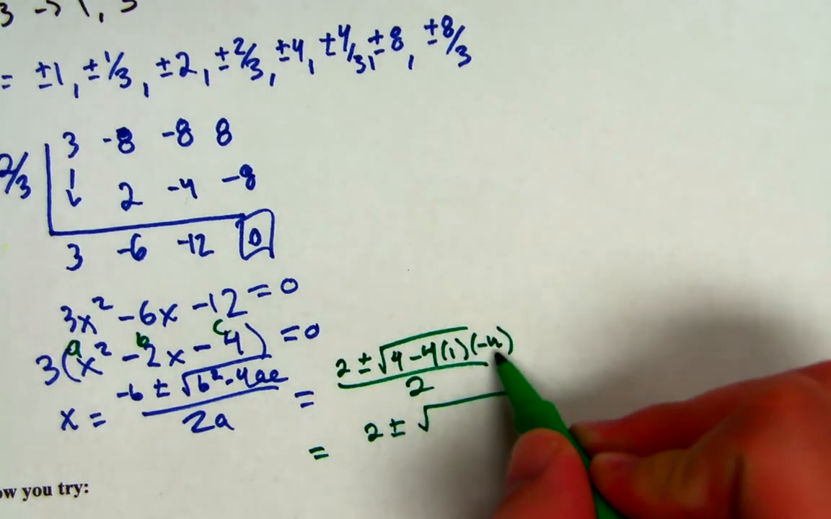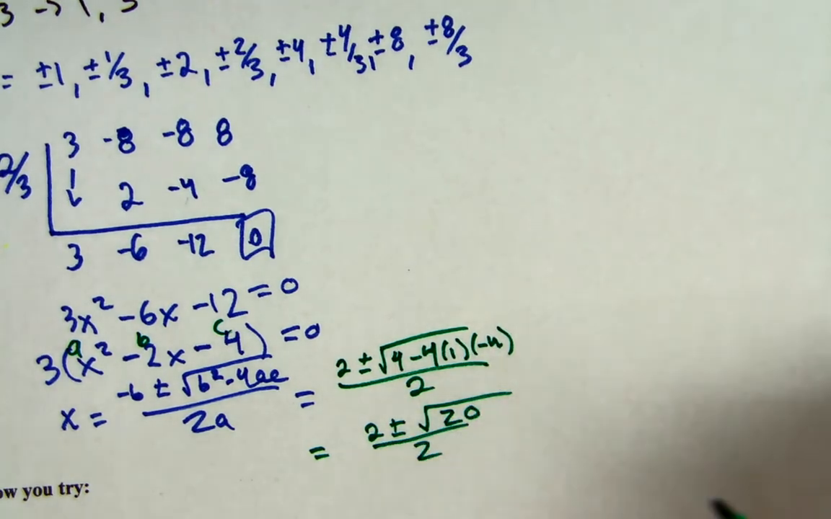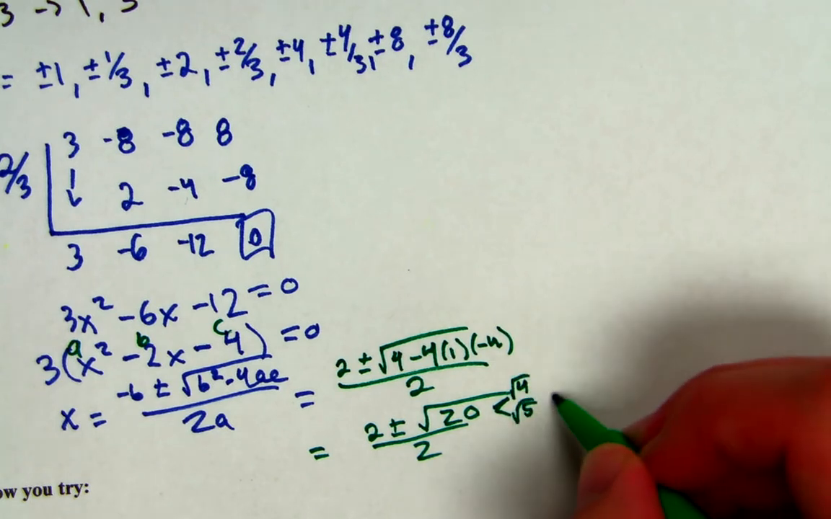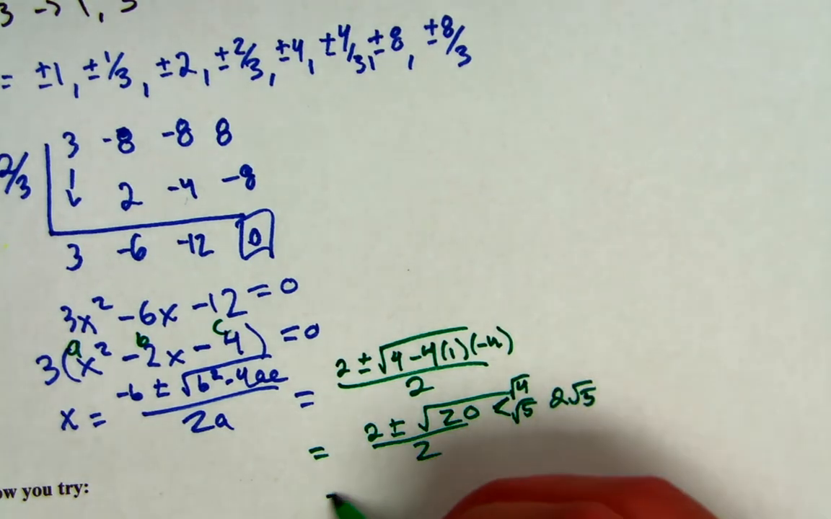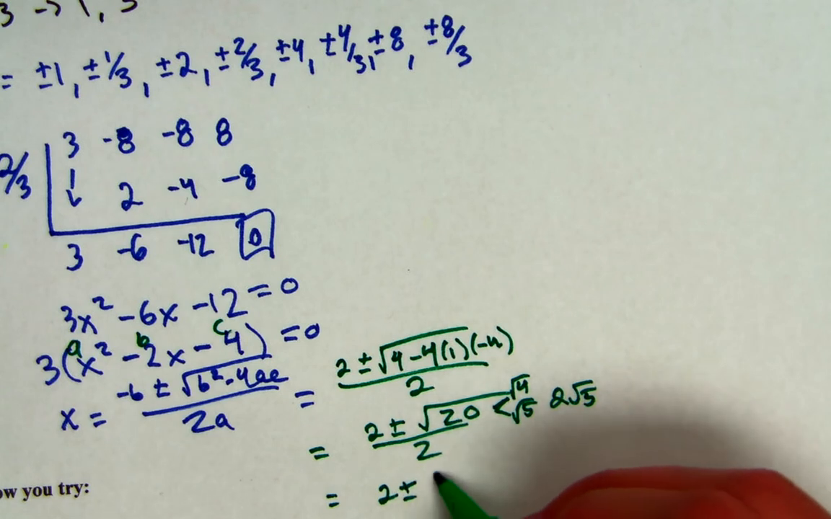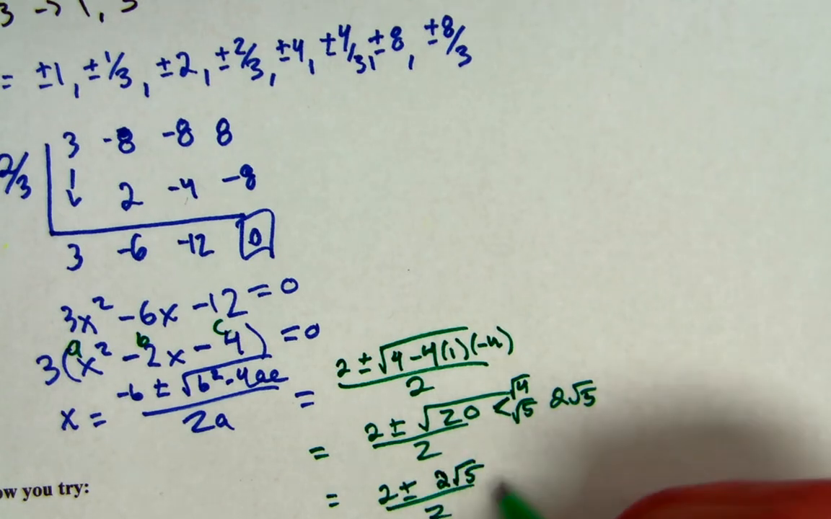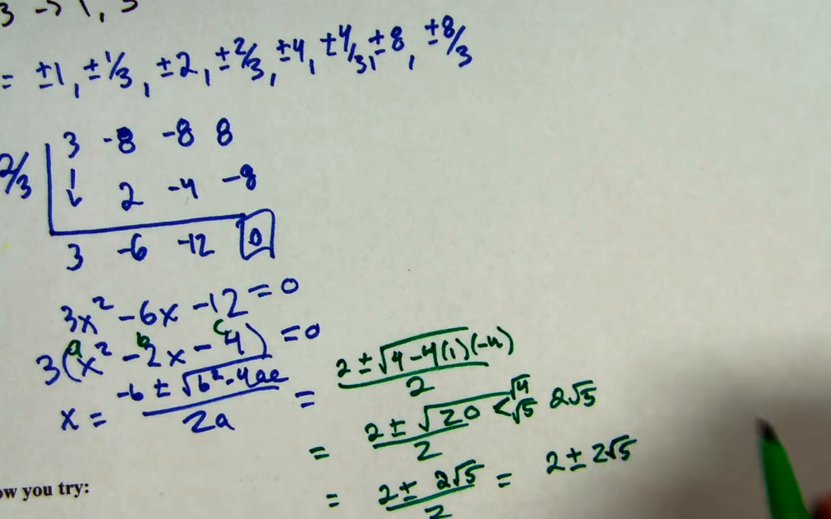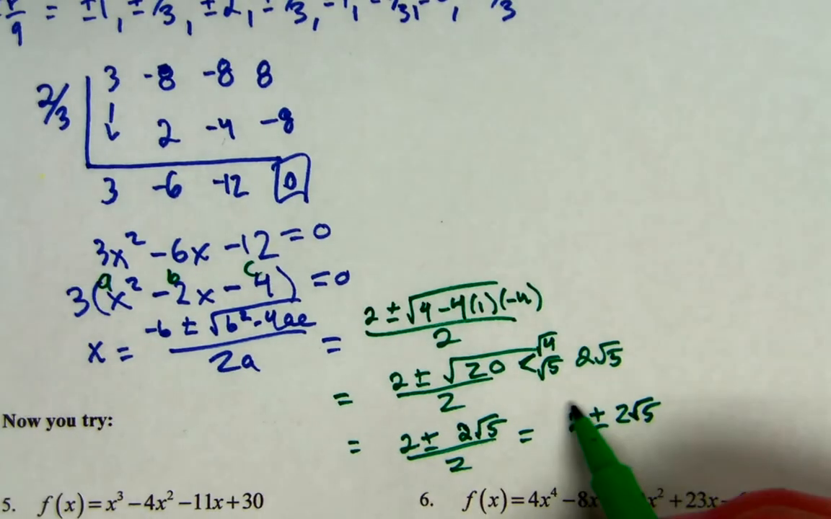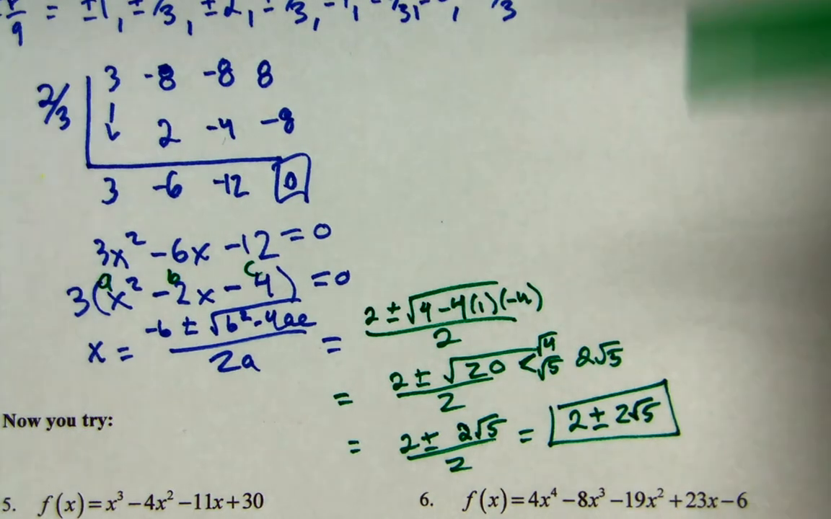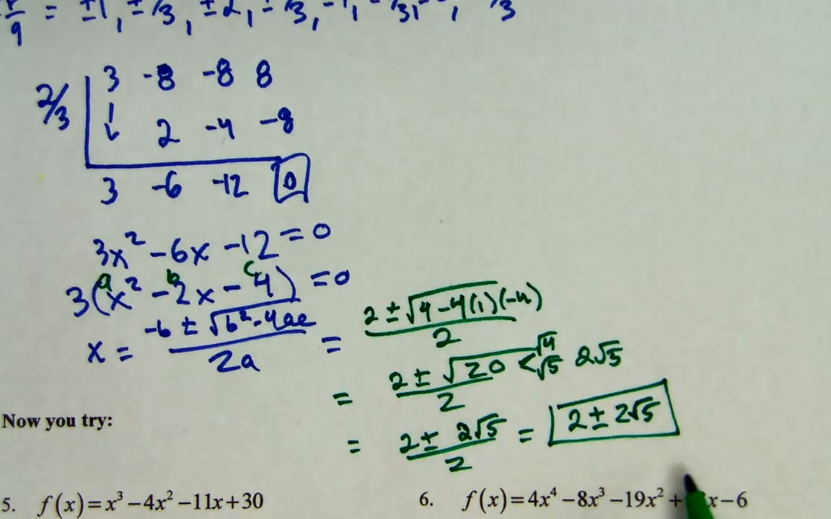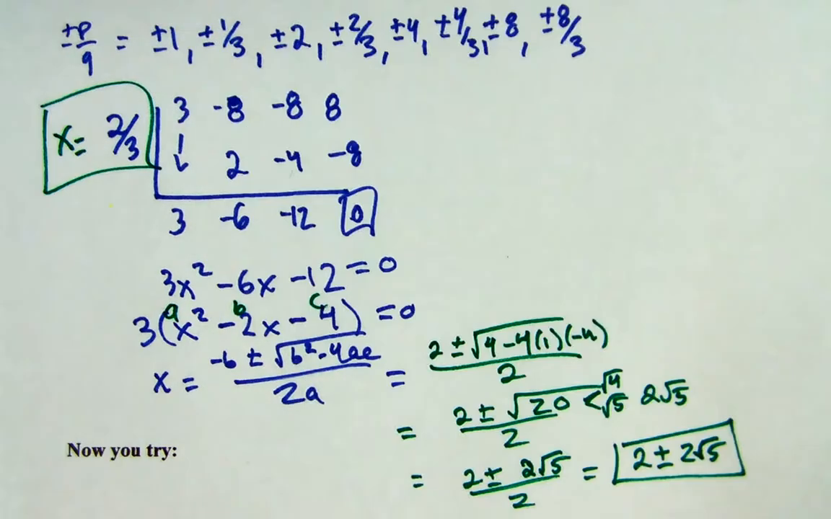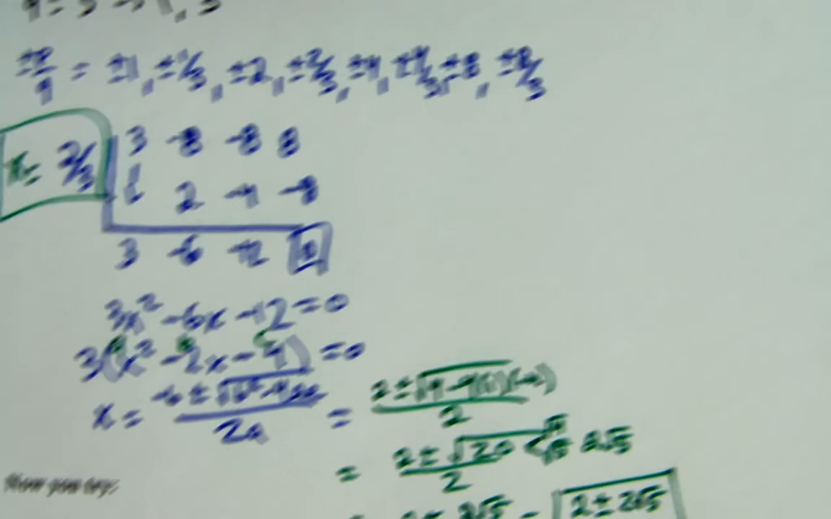Well, this is 4 plus 16, 20, over 2. 20 is 4 times 5, which becomes 2 square root 5. So we've got 2 plus or minus 2 square root 5, all over 2, so that's 1 plus or minus square root 5. So yes, this ended up taking a little bit more room than I actually had here. I probably could have moved up, but I have 2 solutions here, and I had my x equals 2/3 over here. Again, it's cubic, so 3 solutions. We're good.